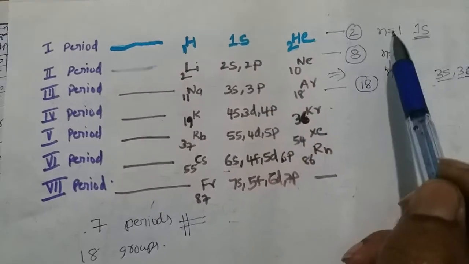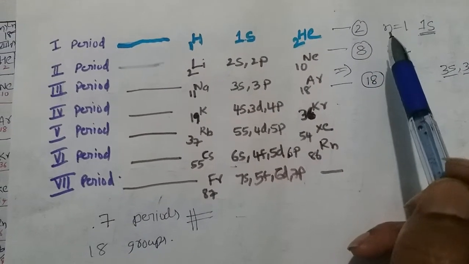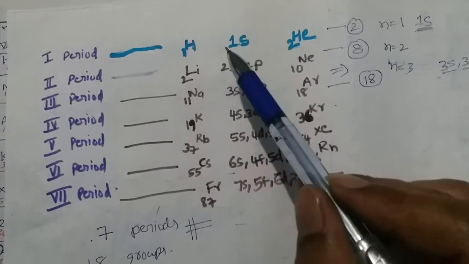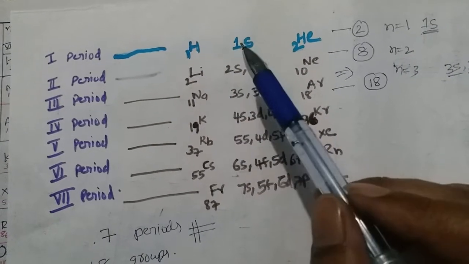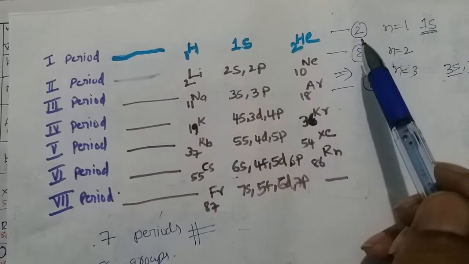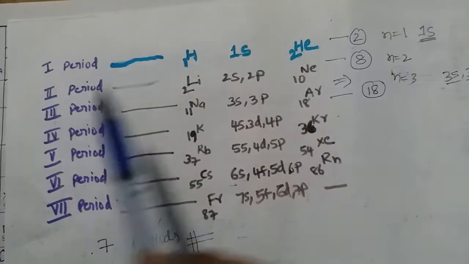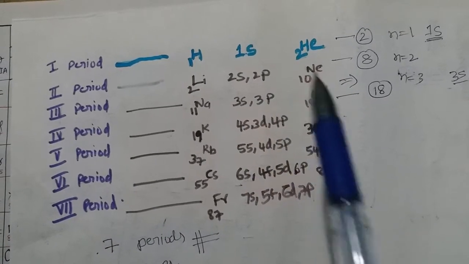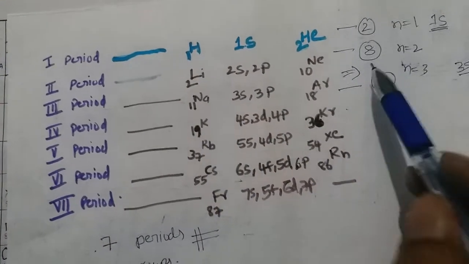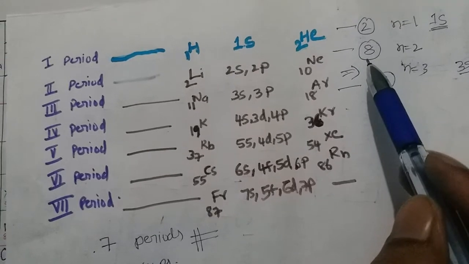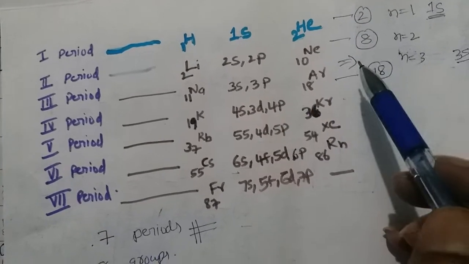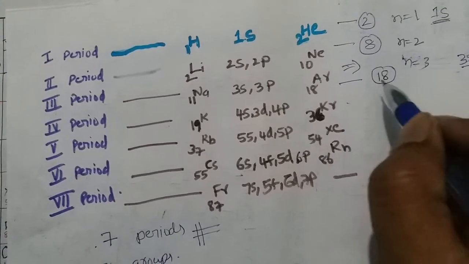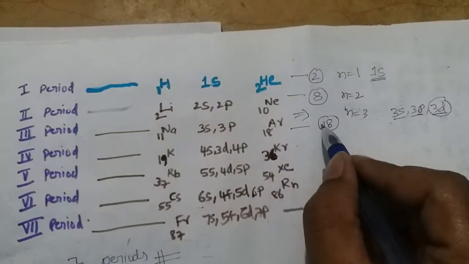According to the Aufbau principle, the least energy main shell, n equal to 1, is filled in the first period. For that reason we have only two elements in the first period. In the second period we have to fill 2s and 2p subshells. For that reason in the second period we have 8 elements. In the third period also we have 8 elements.